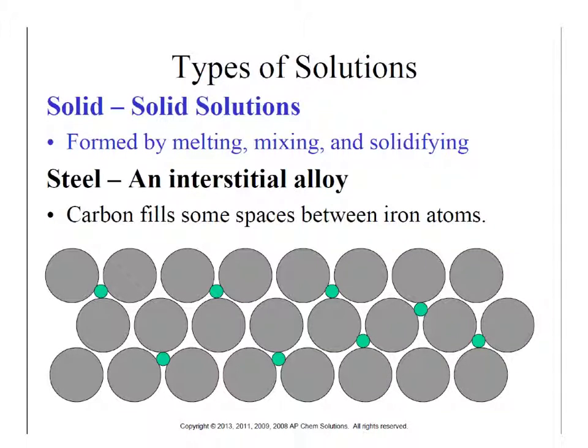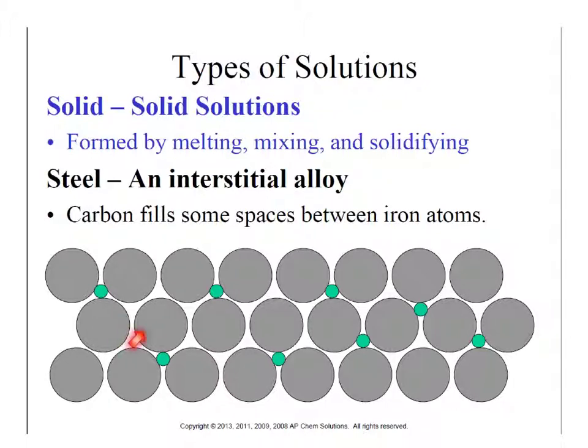And finally, solid-solid solutions. These are formed by melting, mixing, and solidifying solids together. So steel would be an example of a solid-solid solution, and we call it an alloy. An alloy is a solid-solid solution of metals. So what they do is they take metals, or in this case a metal and a non-metal, and mix them together to create new solid properties. So for steel, different kinds, they take iron and then they put carbon in between there to fill in those spaces between the iron atoms.